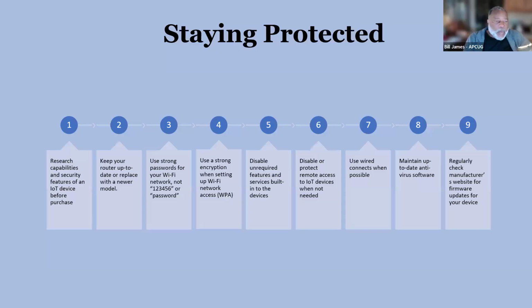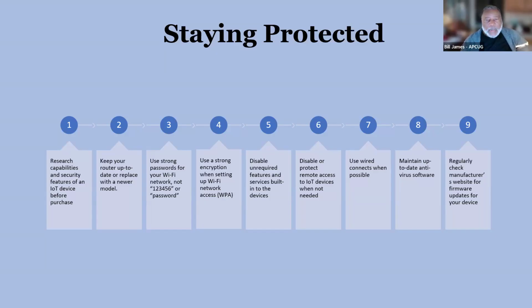So how do you stay protected? One, you want to research the capabilities and security features of an IoT device before you purchase it. And as I said earlier, you want to keep your router up to date or replace it with a newer model. You want to use strong passwords for your Wi-Fi network, not something that can be easily guessed. You want to use strong encryption when you set up your network access. WPA is kind of old hat now. The newer one is WEP. So you want to keep in mind that it supports the latest protocols.